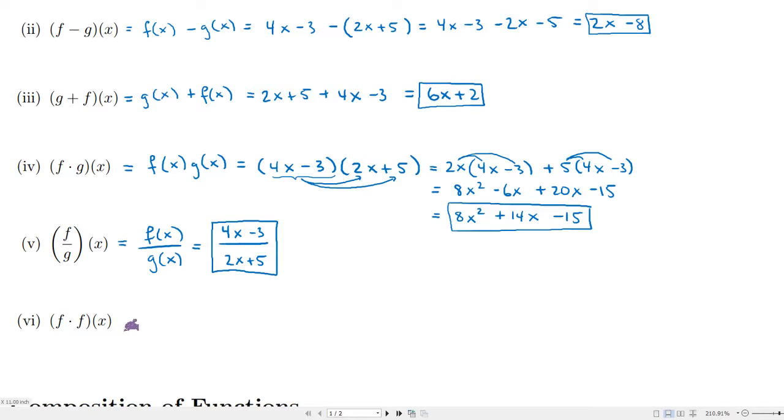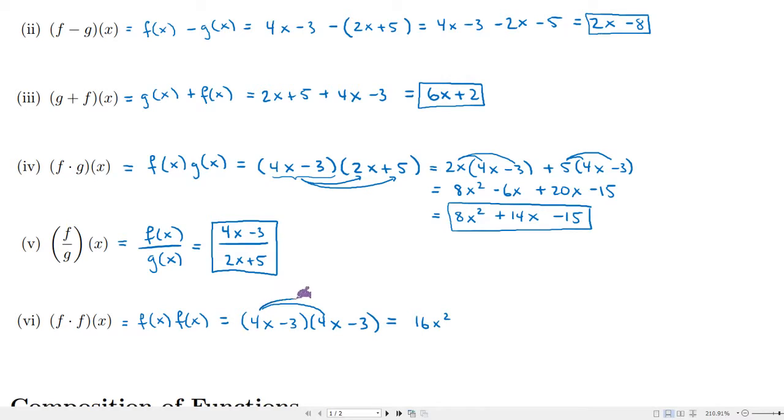Okay, so moving on, how would we simplify this? So f times f, that translates to f of x times f of x. And f of x was the 4x minus 3. So that's 4x minus 3 times 4x minus 3. And so we could simplify this the way that we did up here, or we could use this FOIL method that I was talking about before. So how does that work? So you do the first two terms multiply to give us what? So that'll be 16x squared.